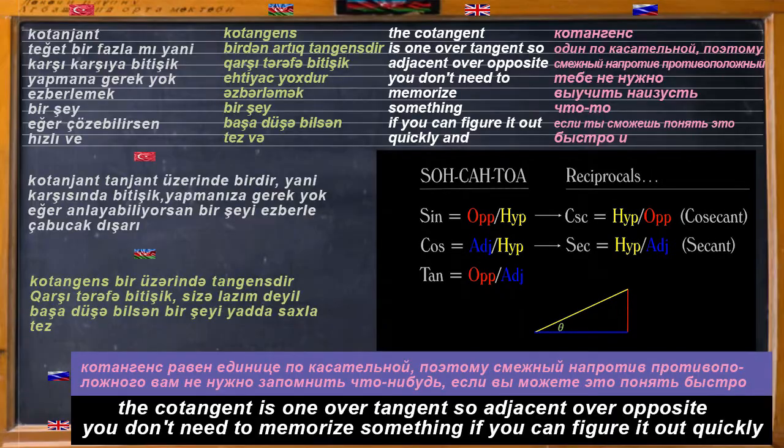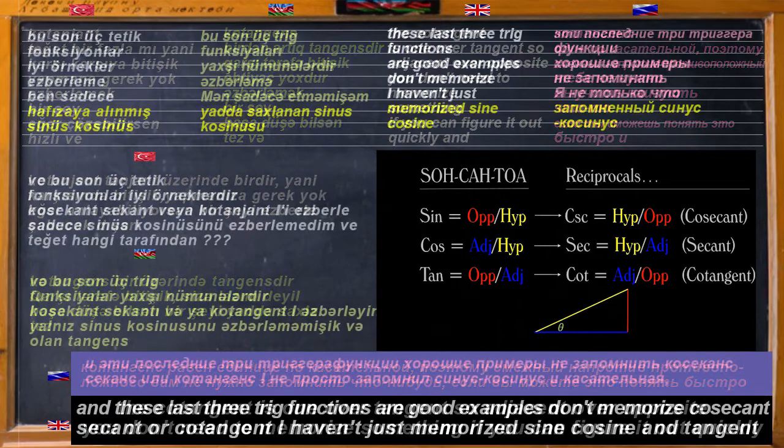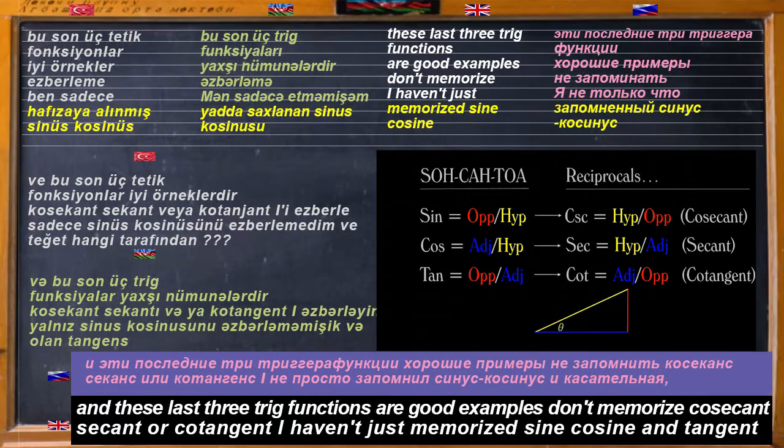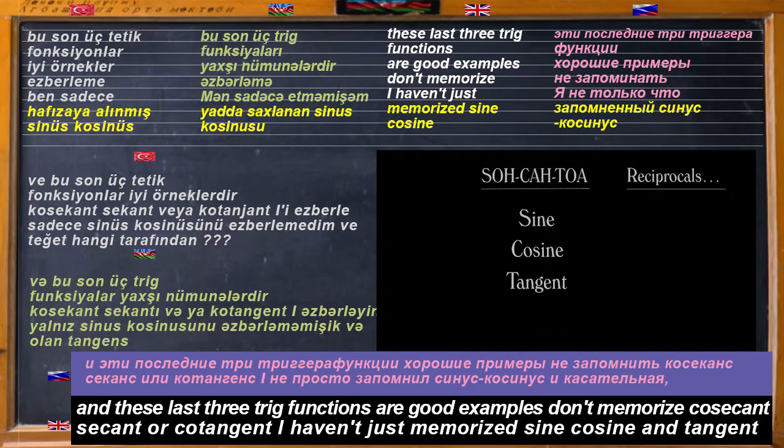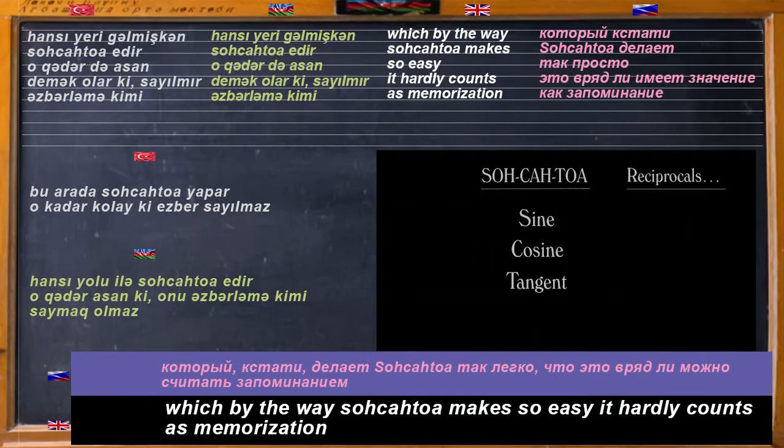The cotangent is 1 over tangent, so adjacent over opposite. You don't need to memorize something if you can figure it out quickly, and these last 3 trig functions are good examples. Don't memorize cosecant, secant, or cotangent. I haven't. Just memorize sine, cosine, and tangent, which, by the way, SOHCAHTOA makes so easy it hardly counts as memorization.